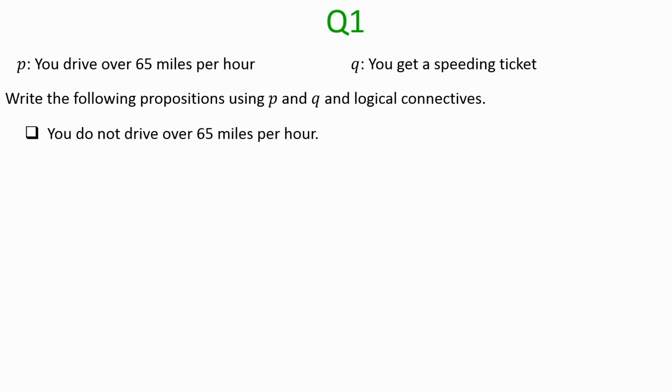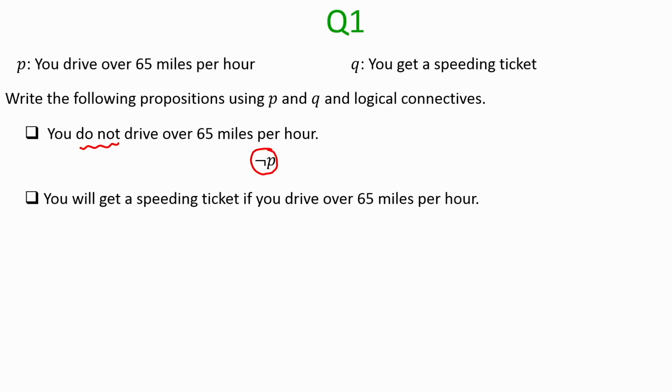Okay. So, the first statement that we want to represent here is you do not drive over 65 miles per hour, which is very simple. This statement is nothing but negation of p, because p represents the statement you drive over 65 miles per hour. So, you want to represent the negation of that.